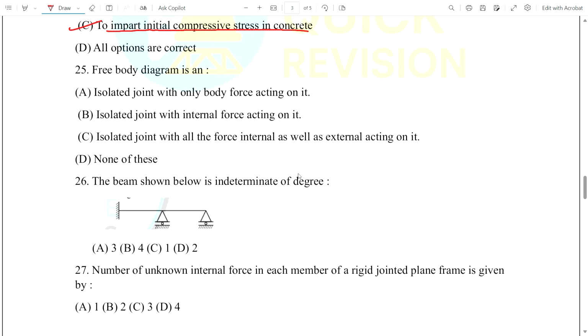Okay, now coming to 25, free body diagram is what? Free body diagram is an isolated joint with only body force acting on it, or it is an isolated joint with internal force acting on it, or it is an isolated joint with all the internal as well as external force acting on it. Option C is the correct one. In a free body diagram, both internal and external force will be there.